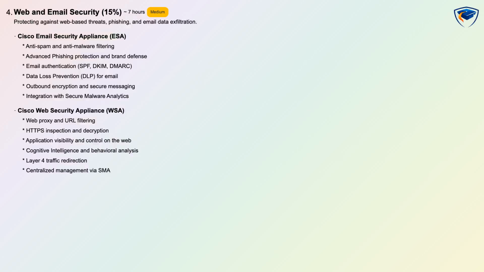For web protection, learn the Web Security Appliance proxying and URL filtering, HTTPS inspection, application visibility and behavioral analysis, and centralized management via SMA. Difficulty is medium, estimated learning time is 7 hours, and assessment is conceptual plus scenario-based.